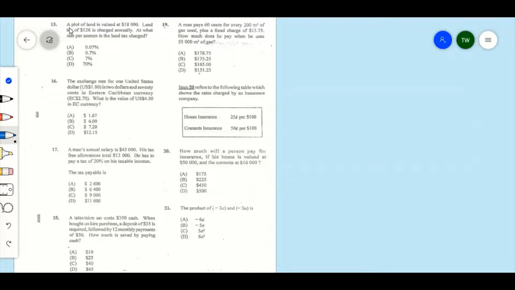Question 15. A plot of land is valued at $18,000. Land tax of $126 is charged annually. At what rate per annum is the land tax charged? So we are going to ratio the tax charged with the value of the land. So that's going to be 126 over 18,000.